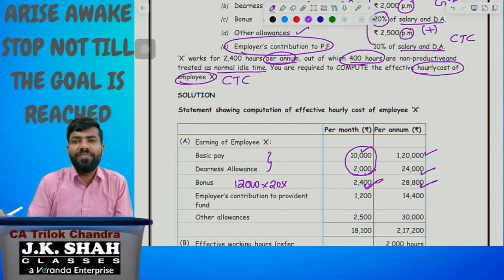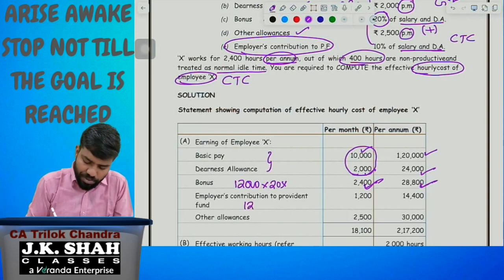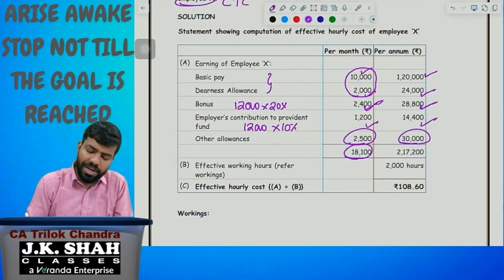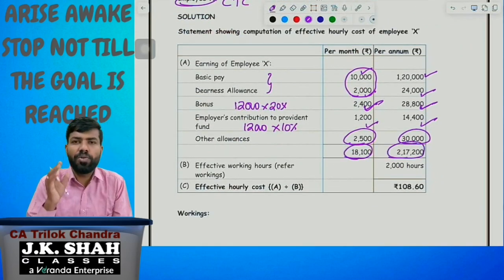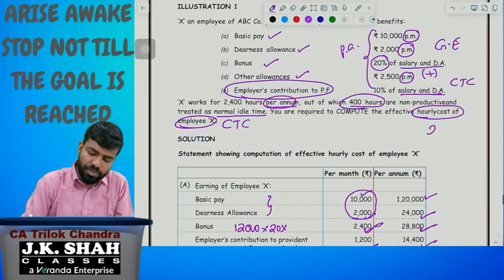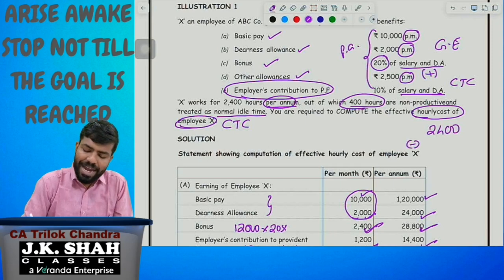Employer contribution to PF is 10% of the salary and DA. So we have to take 12,000 into 10%, which comes to 1,200, 14,400. Other allowances given straight away, that is 2,500 into 12, 30,000. Total comes to 18,100 and per annum comes to 2,17,200. When it comes to hours, total hours is 2,400 hours minus normal idle time of 400, which equals 2,000 hours.